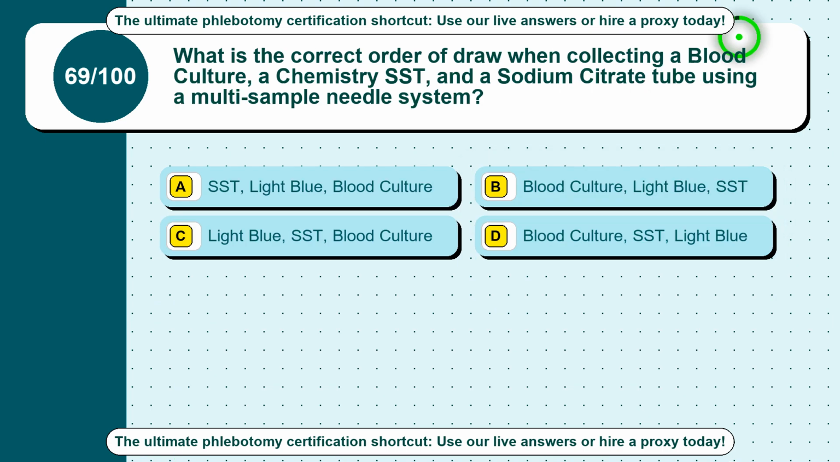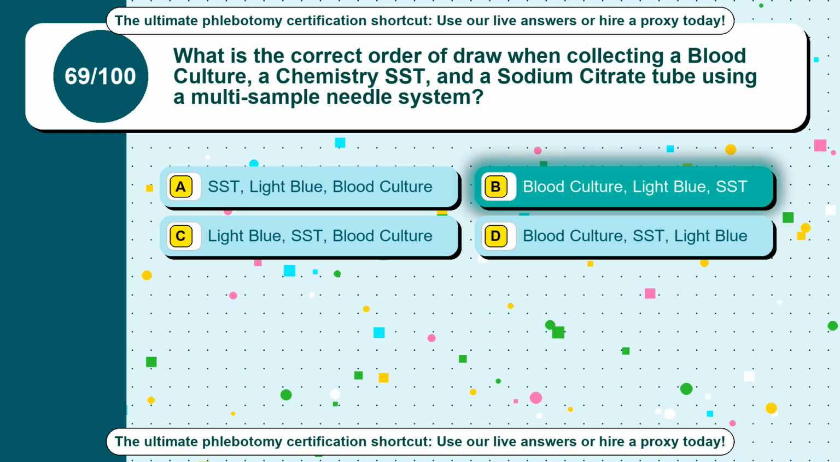Question 69. What is the correct order of draw when collecting a blood culture, a chemistry SST, and a sodium citrate tube using a multisample needle system? Option A. SST, light blue, blood culture. Option B. Blood culture, light blue, SST. Option C. Light blue, SST, blood culture. Option D. Blood culture, SST, light blue. The correct answer is option B.